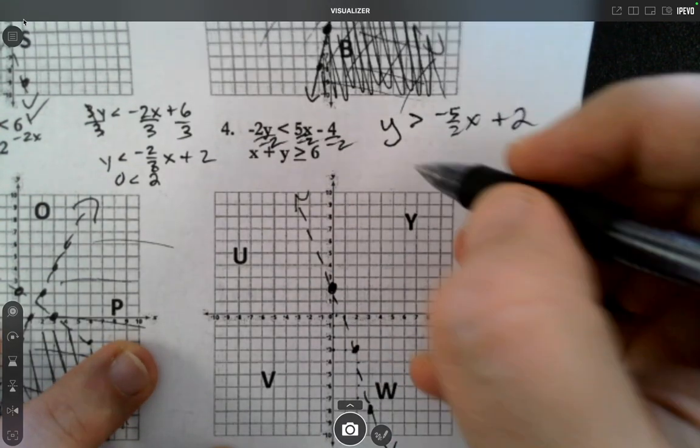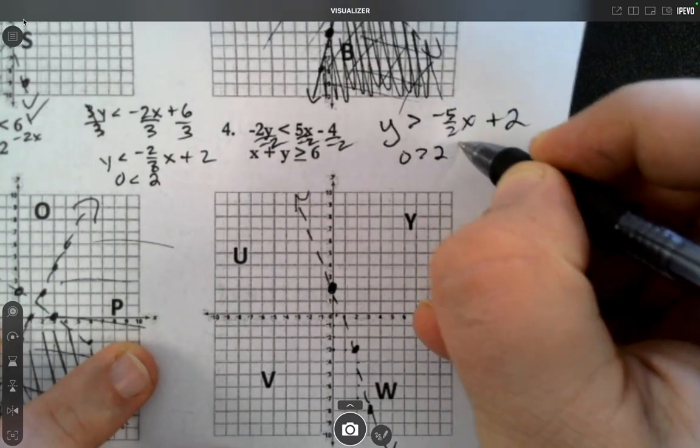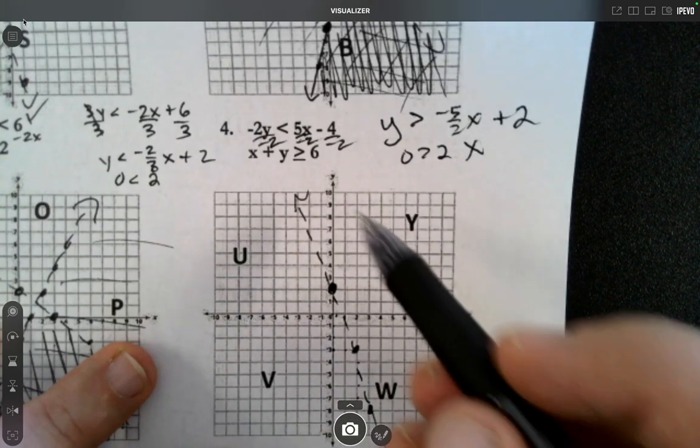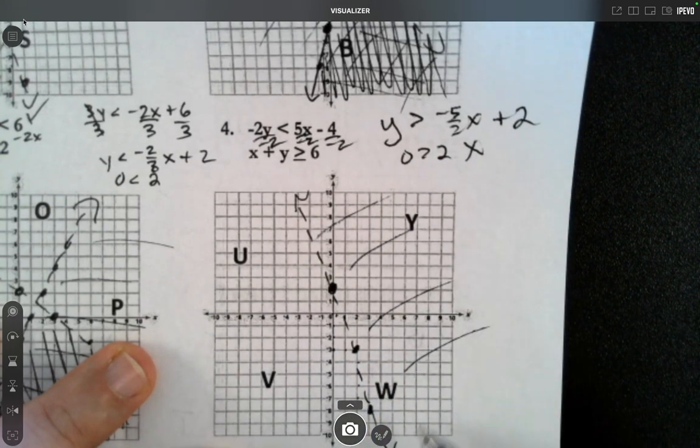0, 0, we can test that. We get 0 is greater than 2. That's false. So the 0, 0 side is not true, so I'll shade over this way.